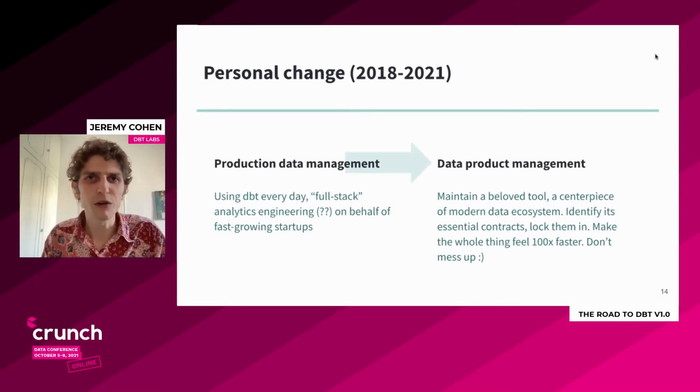So my own personal growth within the company was moving from, if you'll forgive the wordplay here, managing data in production, using DBT every day, doing full stack analytics engineering, whatever it was we thought that meant in 2018, on behalf of all these fast growing startups on a consulting basis, to, in 2020, last year, I made the switch to working on the product teams, one of the first product managers at the company, with the remit of taking a beloved tool, a centerpiece of the modern data ecosystem, pick which contracts are essential, lock them in, document them really well, make the whole thing 100 times faster, hopefully don't ruin something that lots of people love along the way.